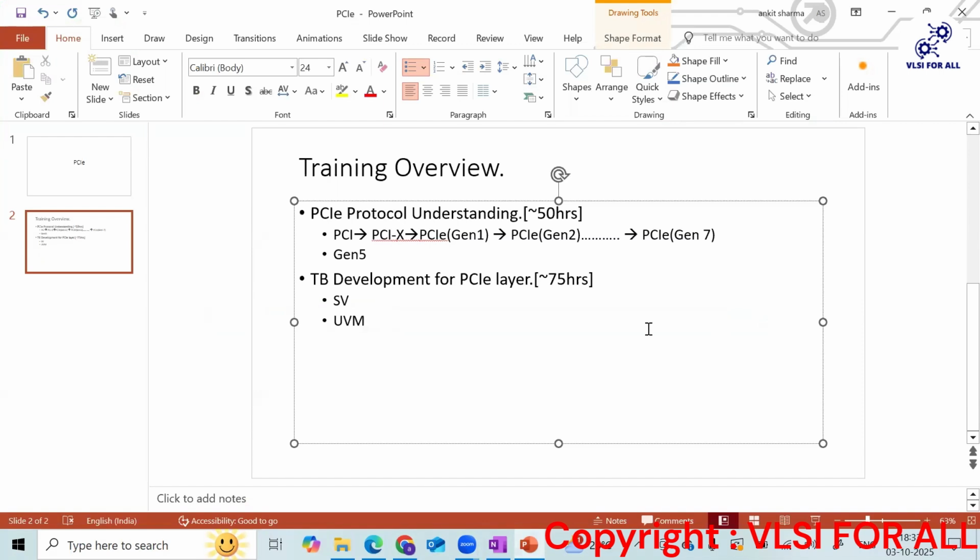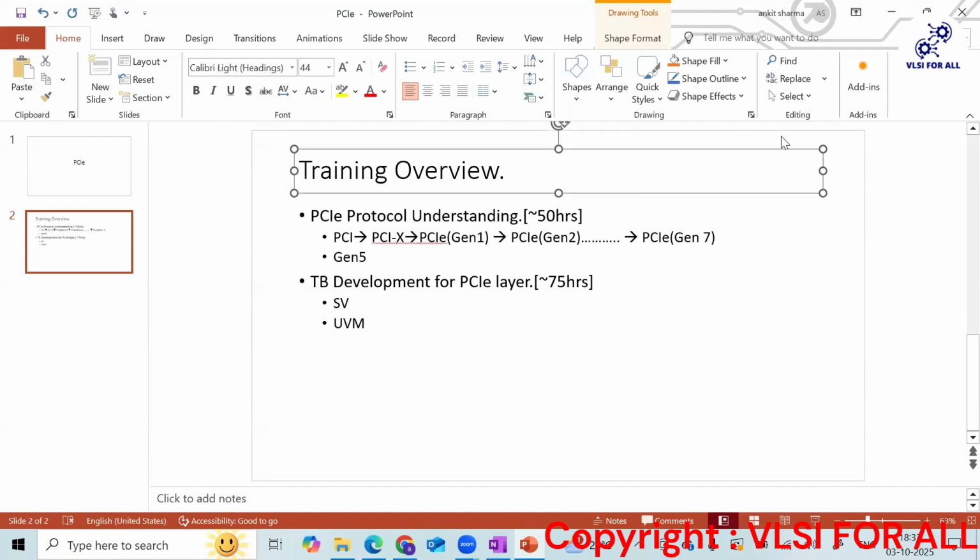So yesterday we just discussed the category of protocols and what is the difference between on-chip protocol and peripheral protocol. Okay, and today we'll see that in detail.